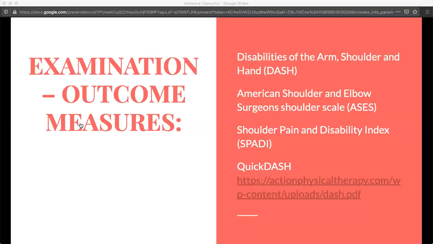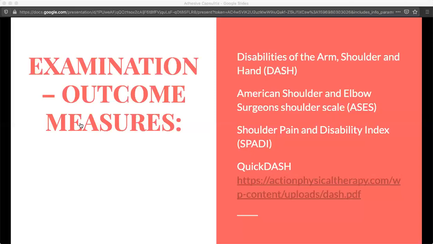So if they have a score of 75% when they first saw you, and then at the end of the month you give them that questionnaire again and see the score again, and they have gone down to 25%, that is a good sign. So the QuickDASH is a measure of disability. With a measure of disability, higher scores are bad and lower scores are good, so you want to see the score go down.